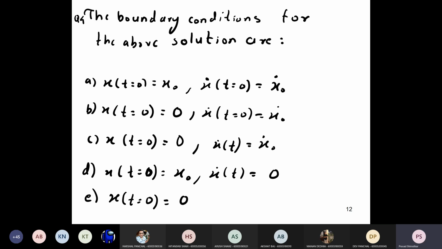Answer the next quiz question. What are the boundary conditions for the above solution? Select the appropriate answer, and then we'll move to the next part. Any questions you have, please ask. This is slightly volatile content. Done, sir. All right, so now let's move on to the next slide.